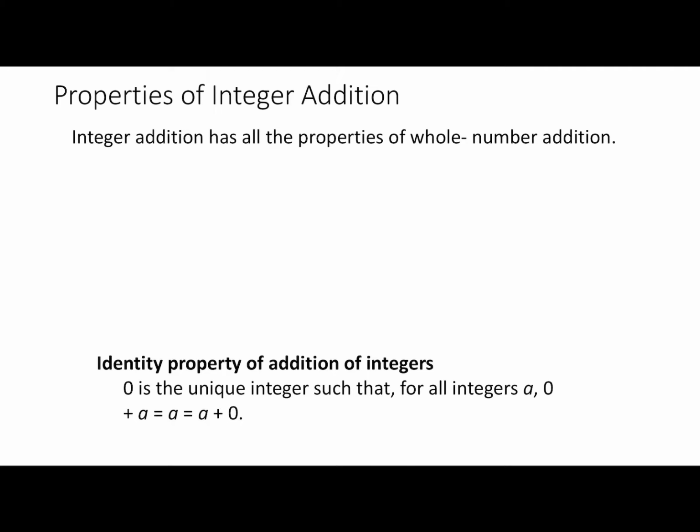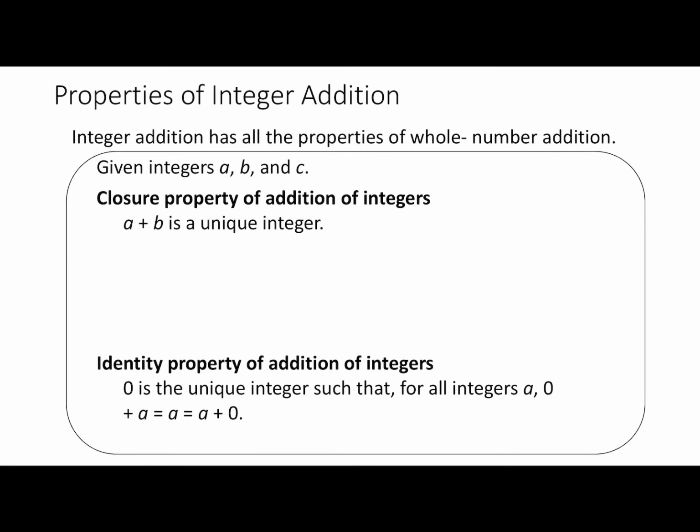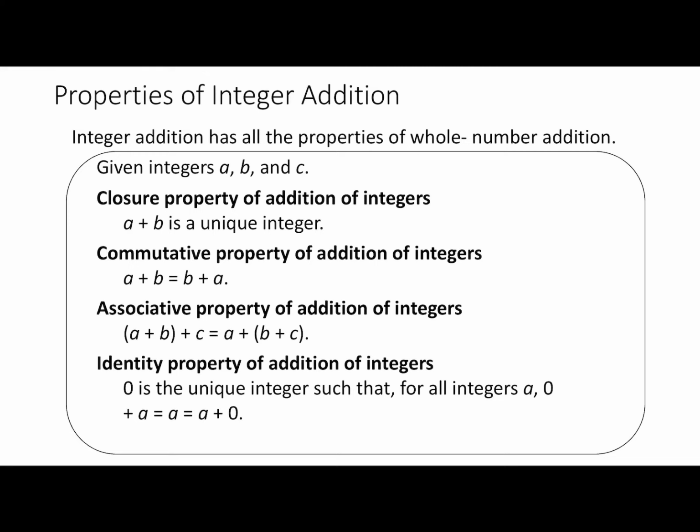Let's look at some properties of integer addition. These should feel really familiar to you because these are all the properties that we saw with whole number addition. So if I have integers now, a, b, and c, if I add two integers, I'm going to get a unique integer. That's the closure property. Addition is also commutative over the integers. So if I add a plus b, that's the same as adding b plus a. It doesn't matter what order we add in.